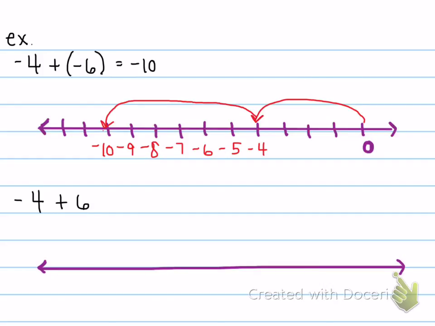If we look at -4 and +6, this time I'm actually going to put my 0 in the middle because I notice that I have a number going both directions. If I put the 0 in the middle, and again, I start at -4 because 0 goes to -4.